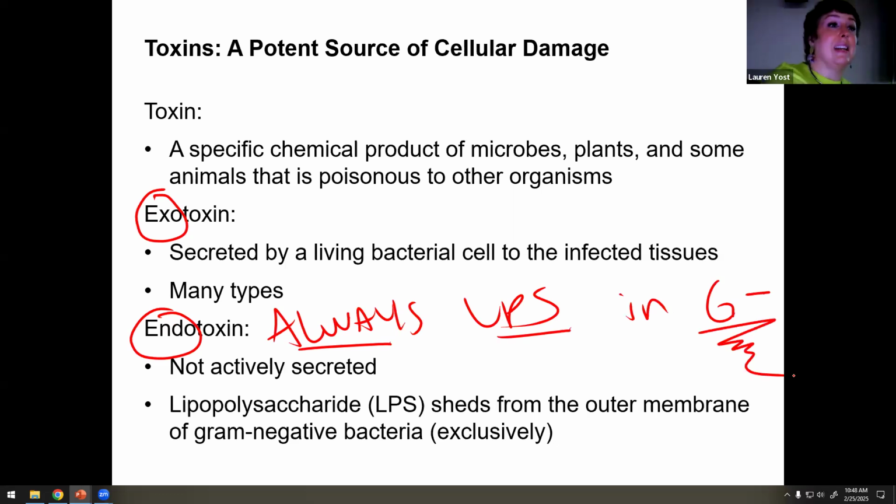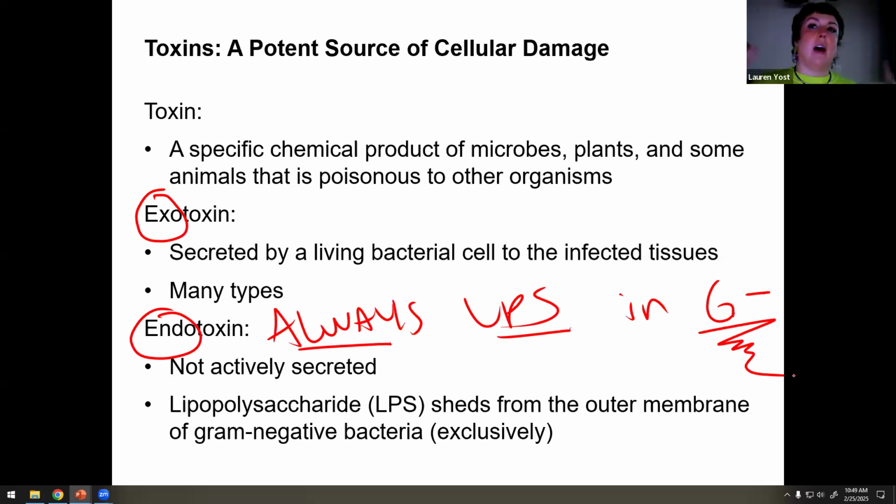Endotoxin, that is what endotoxin is, period. Okay. Endotoxin is lipopolysaccharide, which is that molecule on the outer membrane of our gram negatives. So I told you guys we were going to be talking about this stuff a lot, and we are. We ain't done with it, and we're not going to be done with it.